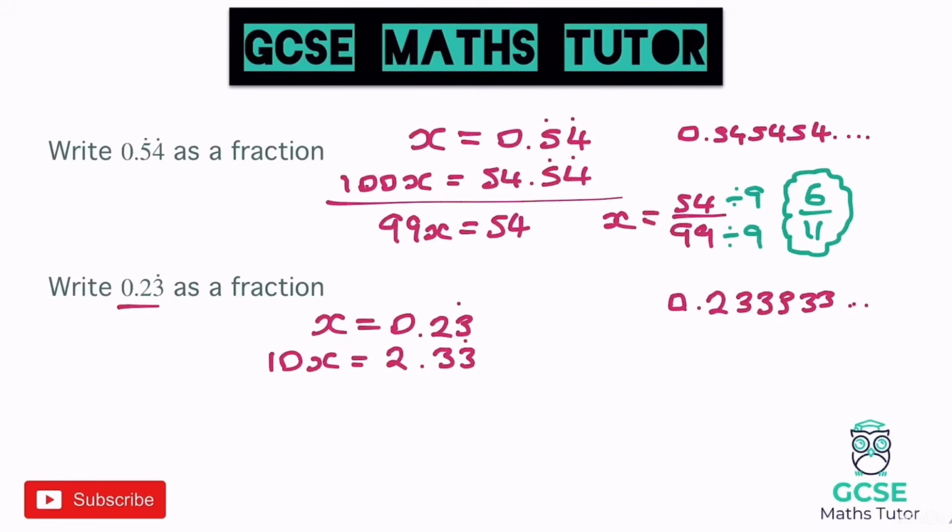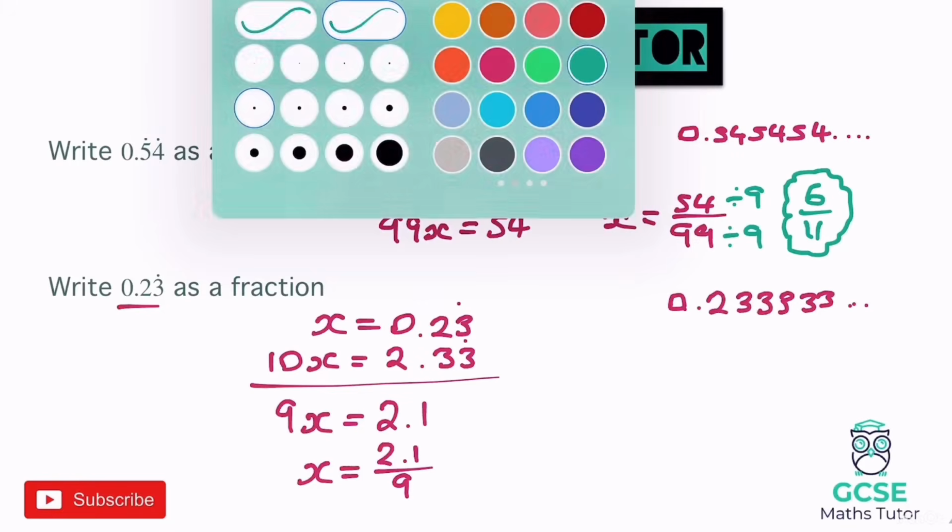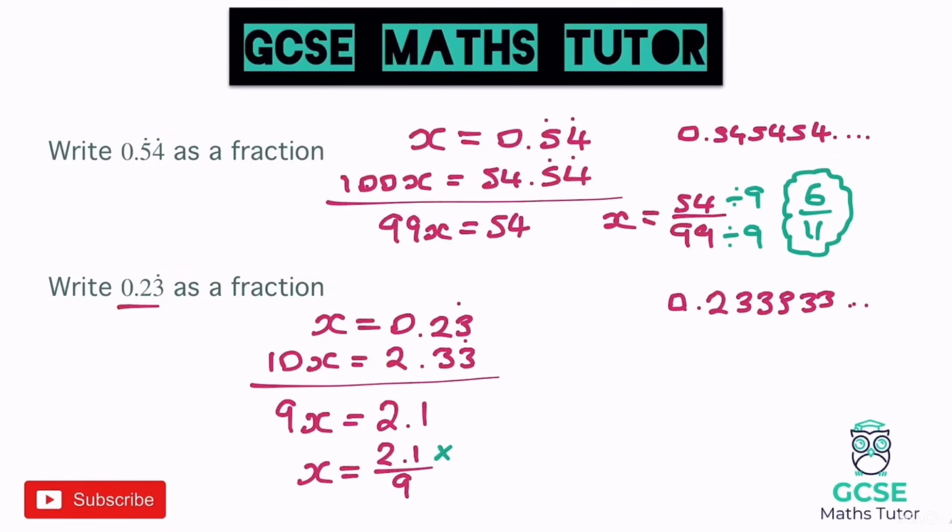I'll just balance it out so there's the same amount of decimal places in both. Now if we take these away from each other, something kind of interesting happens here. We get 9x equals, and 2.33 take away 0.23 is 2.1. Now if we take the same approach as before and turn that into a fraction, so dividing both sides by 9, we get x equals 2.1 over 9. And obviously you can't have decimals in fractions, so we need to remove this decimal from the top, so we can times the top and bottom by 10. And that would give us 21 over 90. There you go, and there's your fraction.